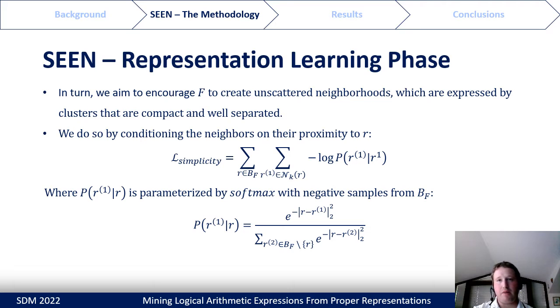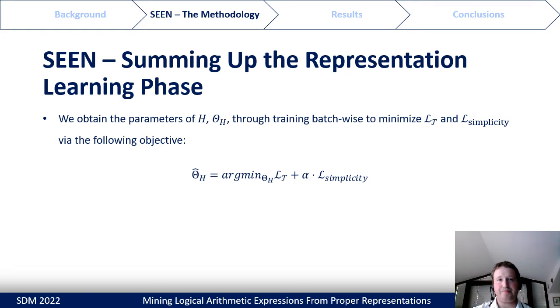I do so by conditioning the neighbors on their proximity, as expressed by the simplicity loss. As can be seen in this term, minimizing it leads to the minimization of distances between samples in the numerator, and also it pushes apart non-neighbors in the denominator. To conclude this representation learning phase, we obtain the parameters of h through training batchwise to minimize both the loss associated with the task and the simplicity loss.